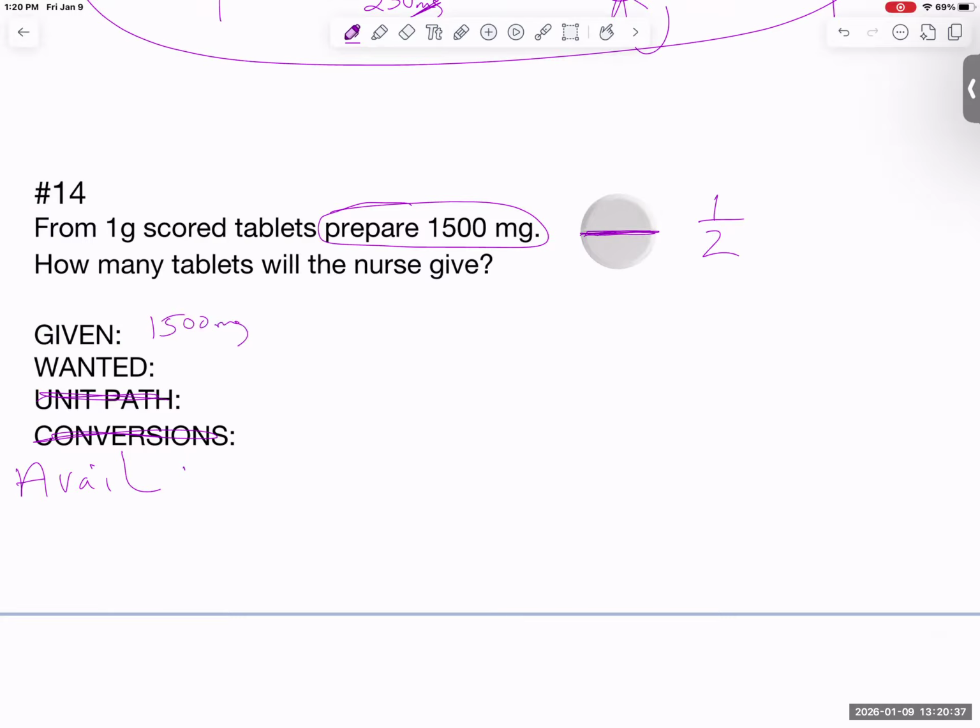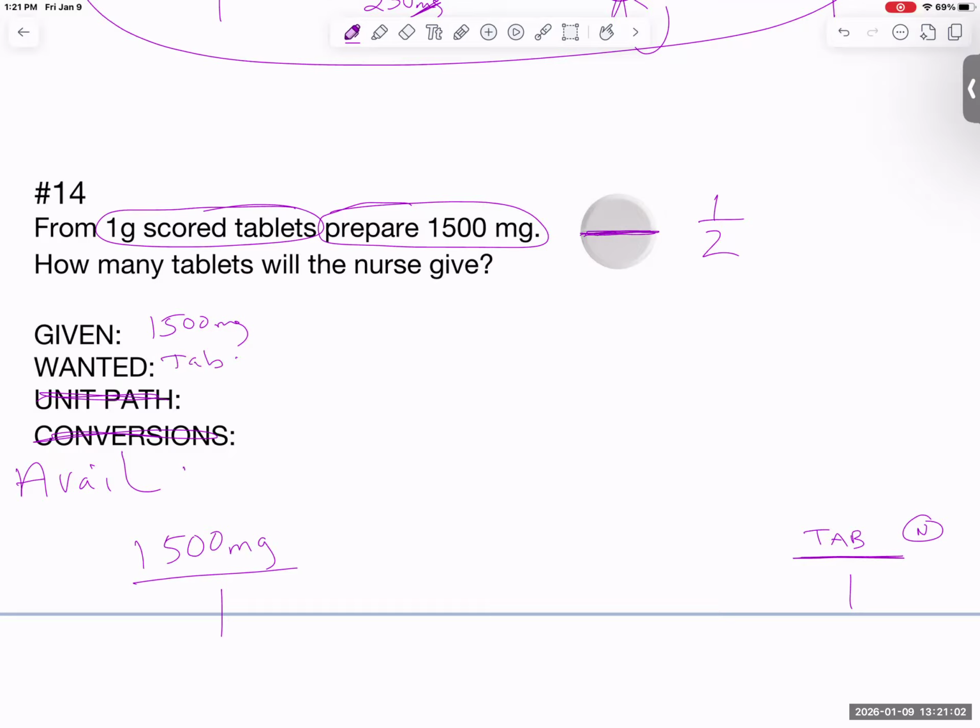My wanted is what? What am I solving for? The amount of tablets. That's what it comes as, a scored tablet. So I'm solving for tablets. So my given is 1,500 milligrams over 1, and my wanted is tablets. Fantastic.